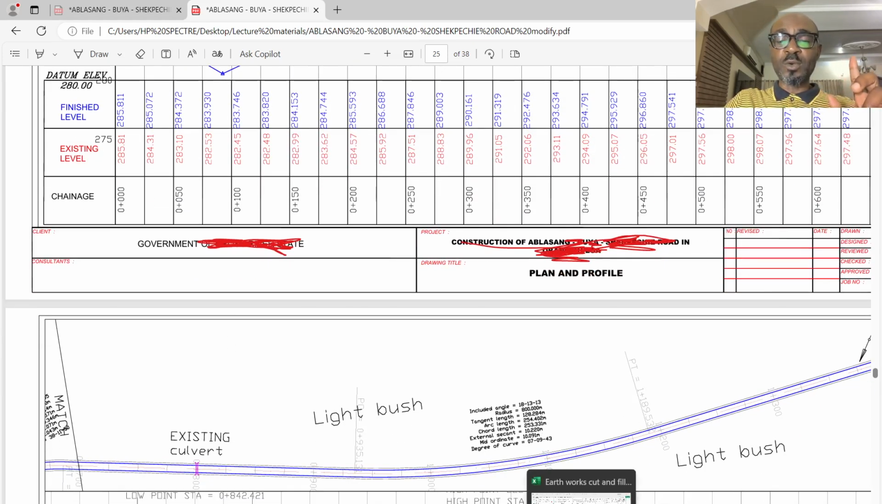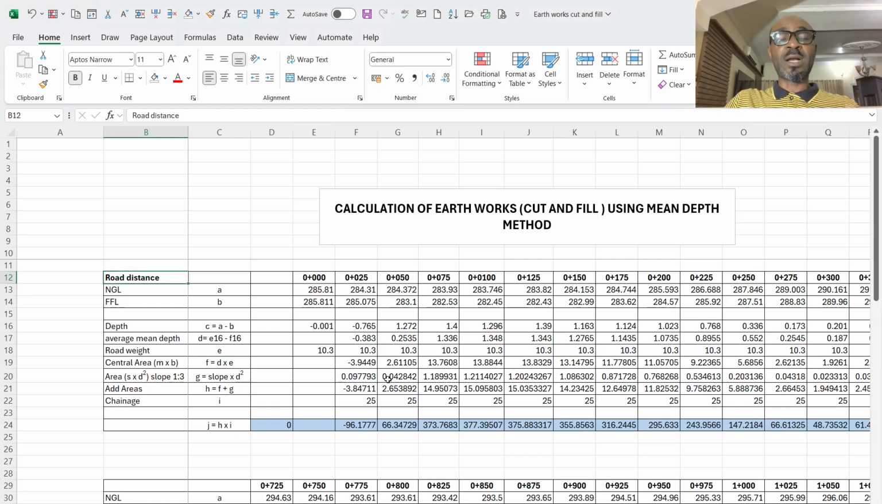So now let us quickly go to our design, our spreadsheet. Like I said, I took my road distance, which is the chainage, which is 0 plus 0, 0 plus 0.25, plus 0.50, plus 0.75 and so on. Then these are the readings that I transported from my design to my spreadsheet. Then the first thing I do is to get the depths of either fill or cut.